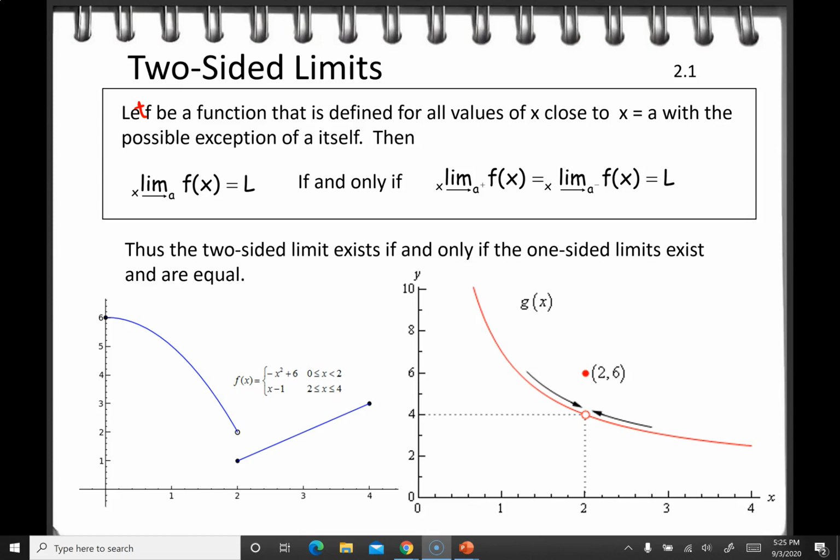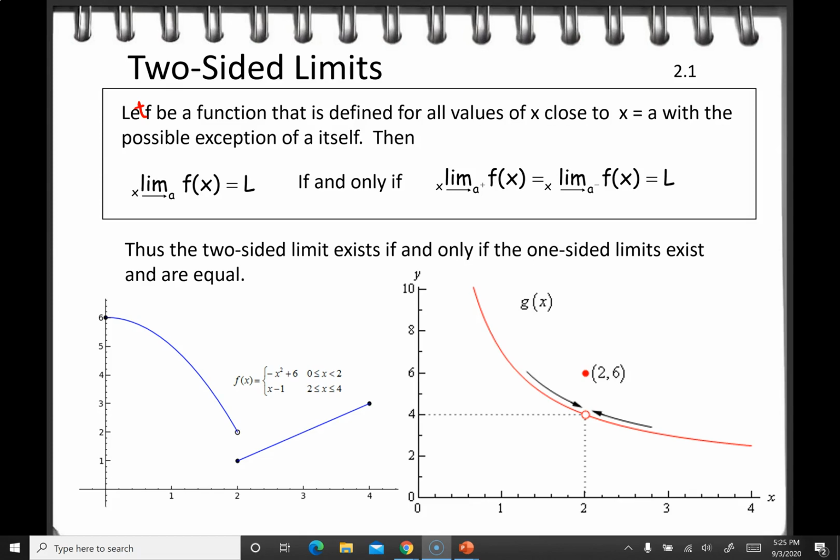All right, let f be a function that is defined for all values of x close to x equals a, with the possible exception of a itself, meaning that we could have a hole at the x approaching value. Then the limit as x approaches a of f of x equals L if and only if the limit as x approaches a from the right is equal to the limit as x approaches a from the left of f of x, and it's equal to that value of L.